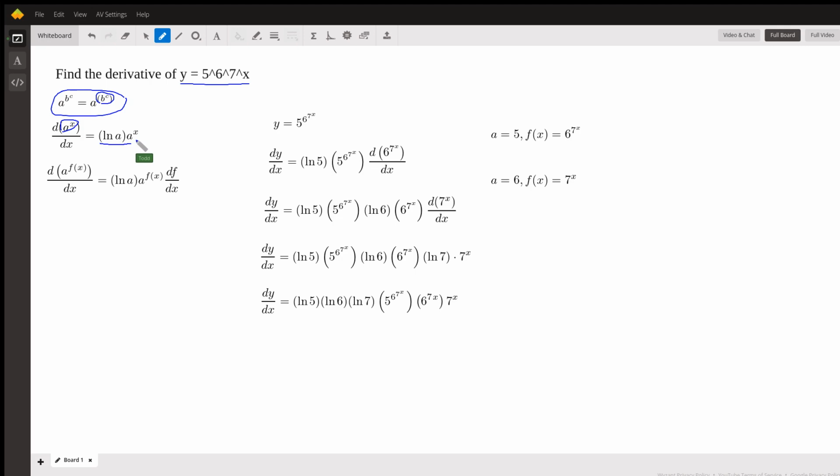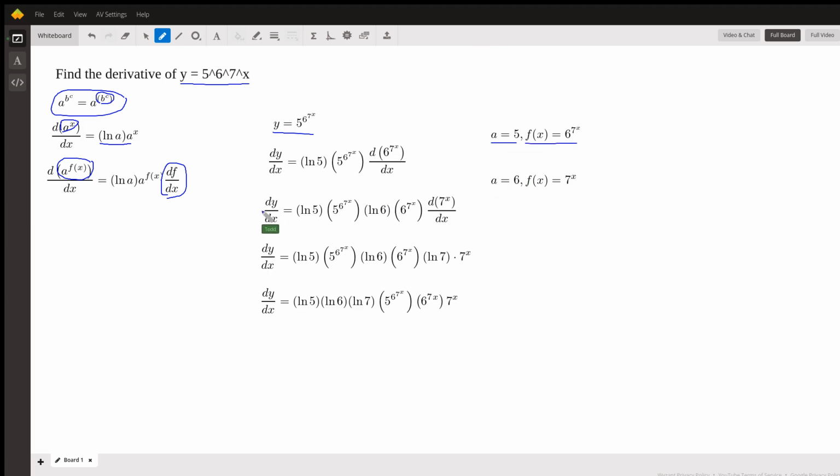And if instead of a to the x we have a to the function of x, all we have to do is add, using the chain rule, df/dx to the end of that. So we want to remember this last equation here because that's what we're going to use as we go through this. So starting with the original function, if we want to write it in the same form, a to the f of x, what is a and what is f of x? In this case, a is 5, and f of x is the exponent of 5, which is 6 to the 7 to the x power.